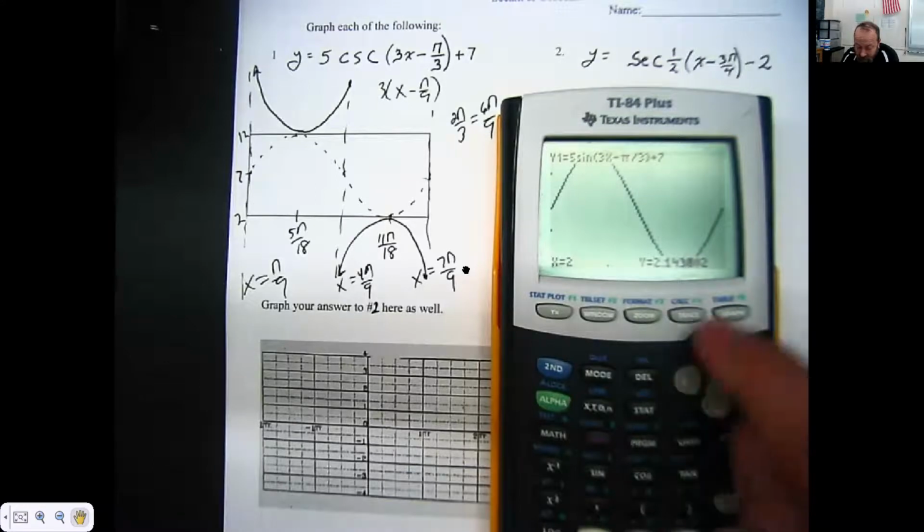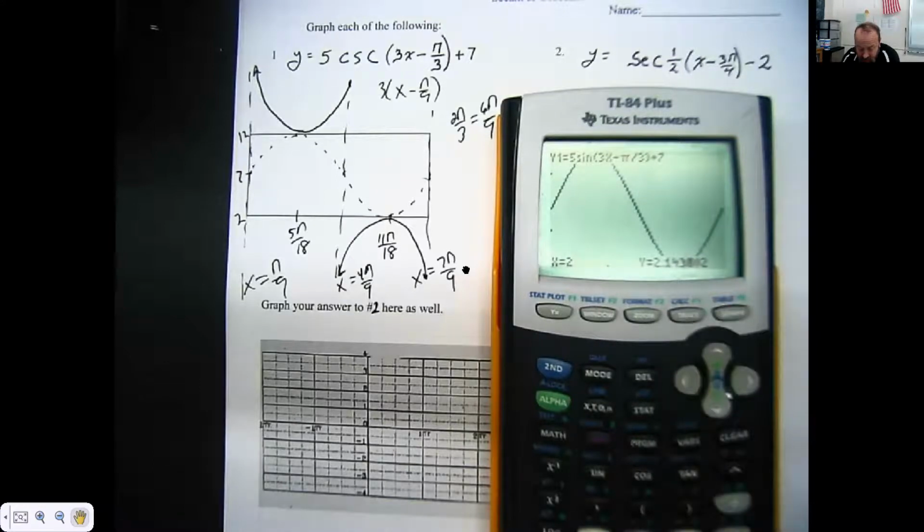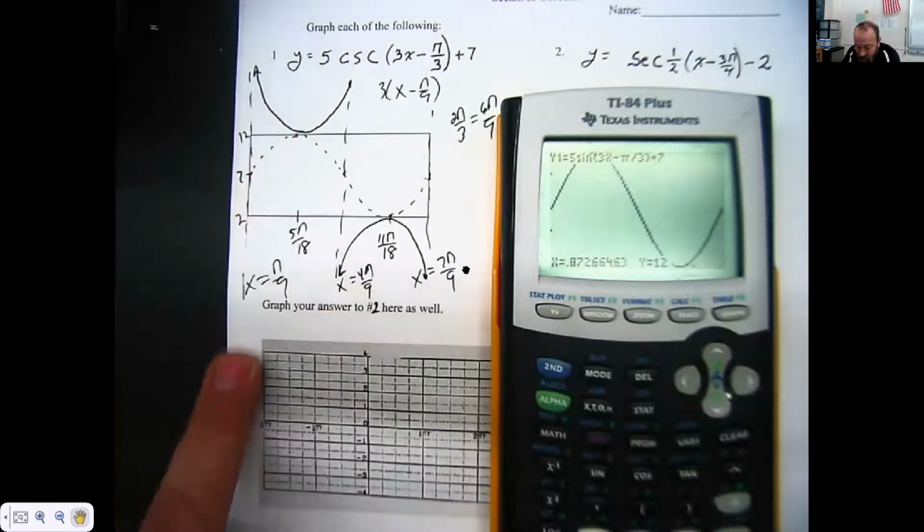And if I calculate the value at, sorry, I did that wrong. If I calculate the value at pi over 9, it should have been at 7. Well, it's too close to the edge, I guess. Let's try 5 pi over 18. There it is. It sits up at 12 like we knew it would be.